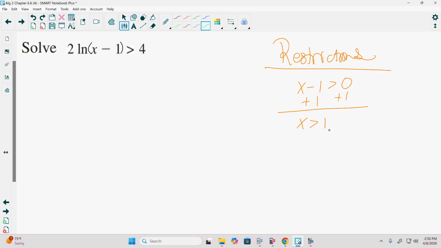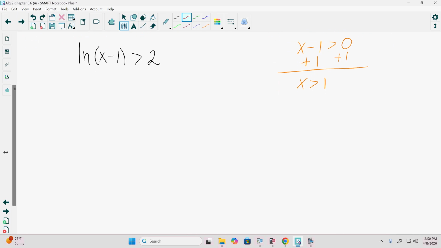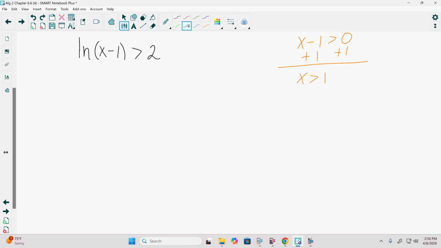Questions on this here? Okay. Before we apply a base to both sides, is our natural log by itself? No, we have what? The 2 in front. So how would we get rid of the 2? We're going to divide both sides by 2. And that would tell me that the natural log of x minus 1 is greater than 2. Yes? Is the natural log by itself? Yes. So now we can put both sides to the base of e.